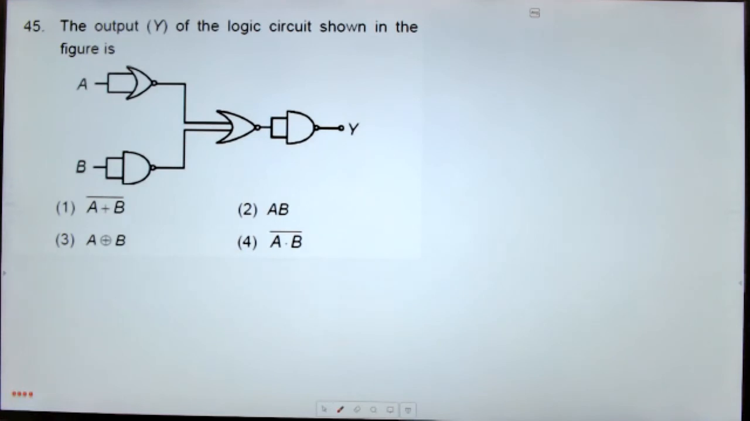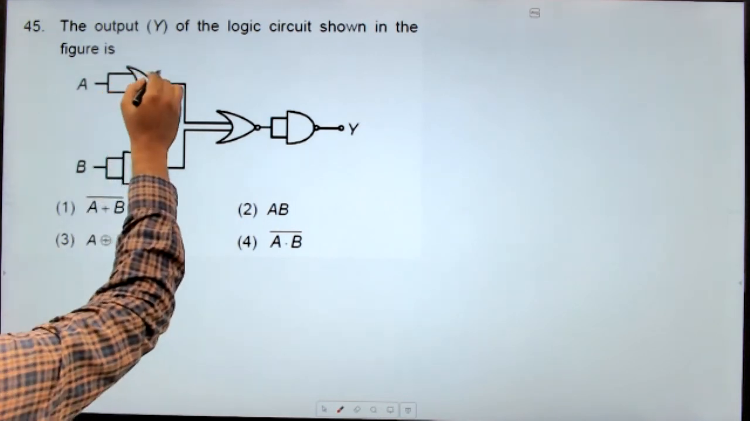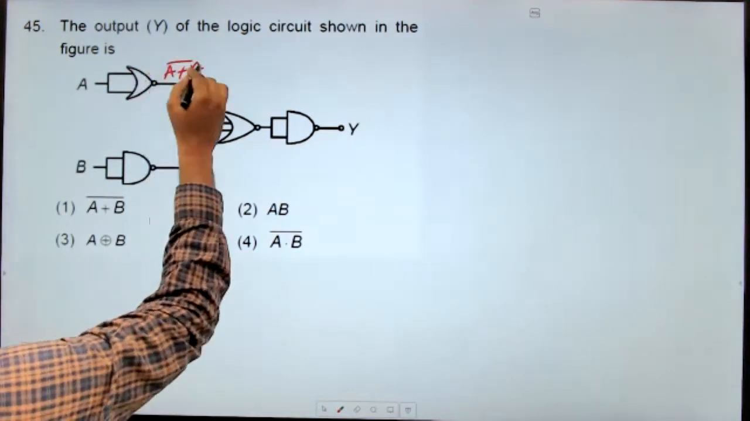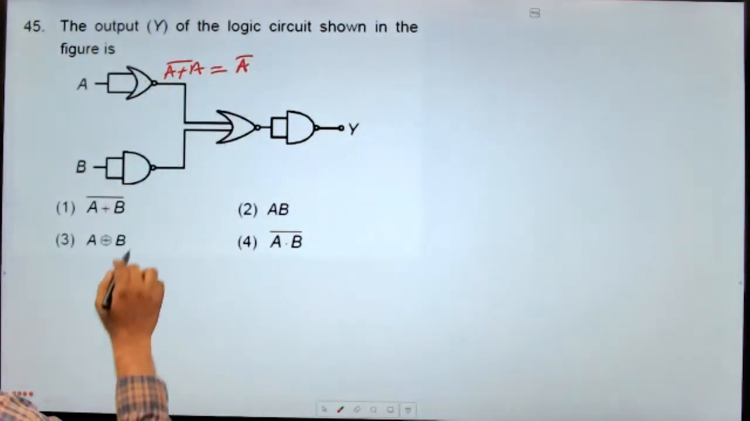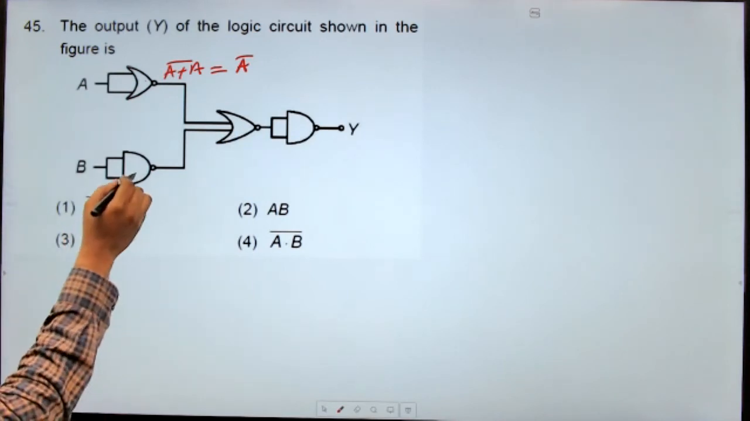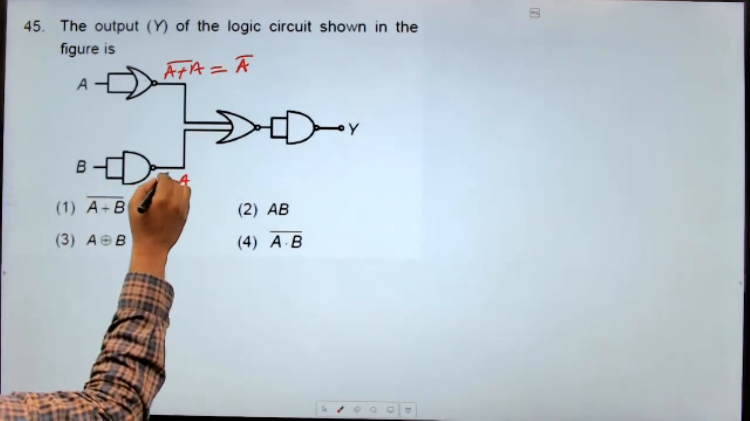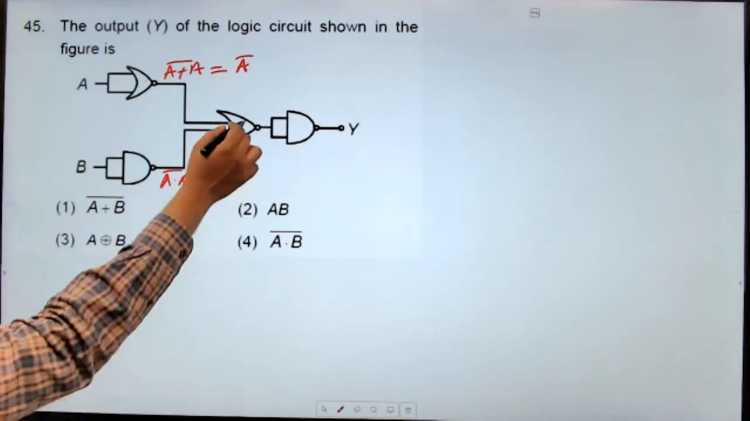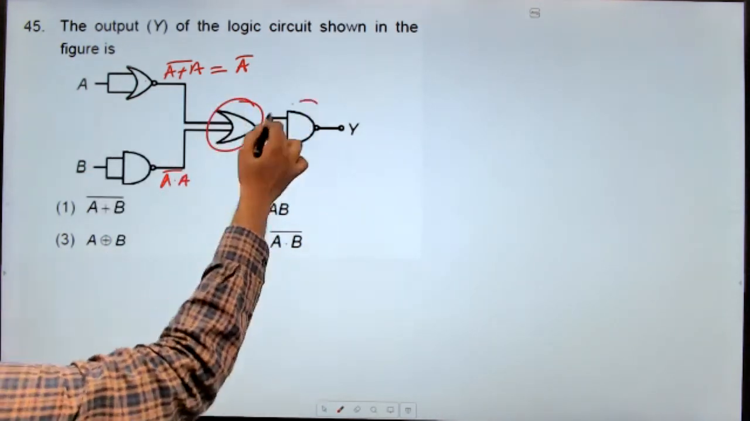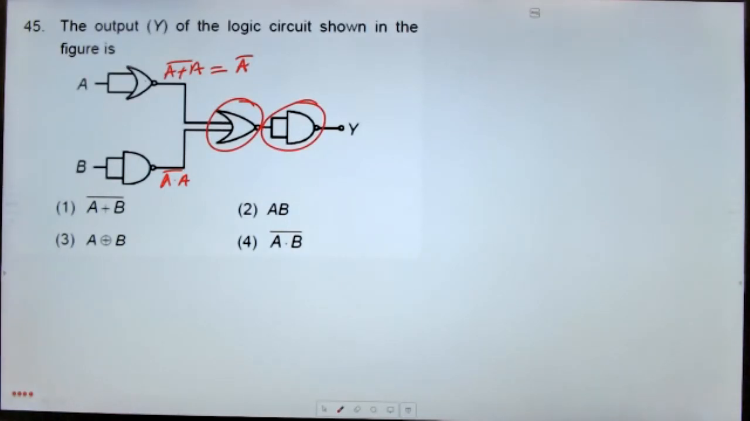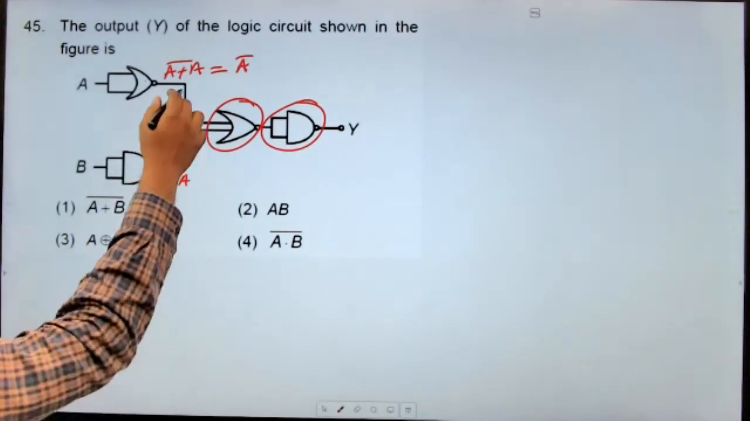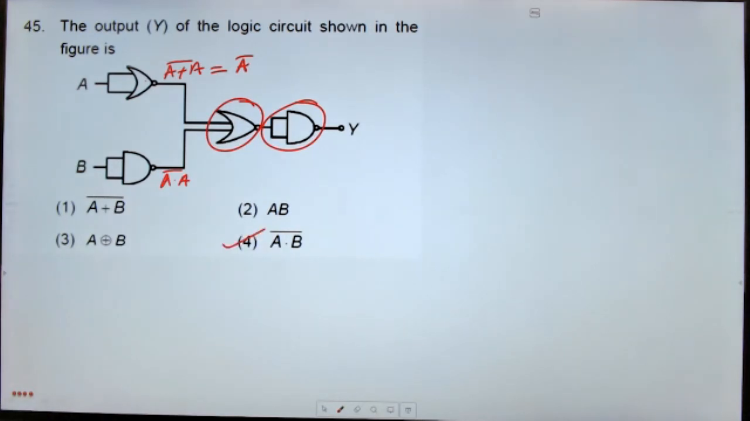Next. Here NOR gate means A plus A whole bar, or A bar. Here AND gate, NAND gate, A dot A whole bar. After that, again NOR gate and NAND gate. Like that you have to substitute, then you will get A dot B whole bar.